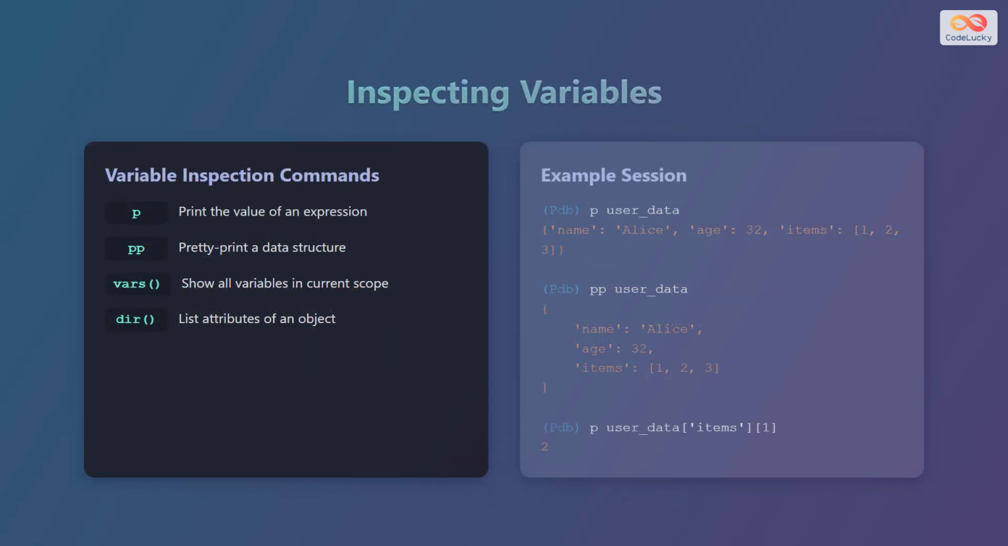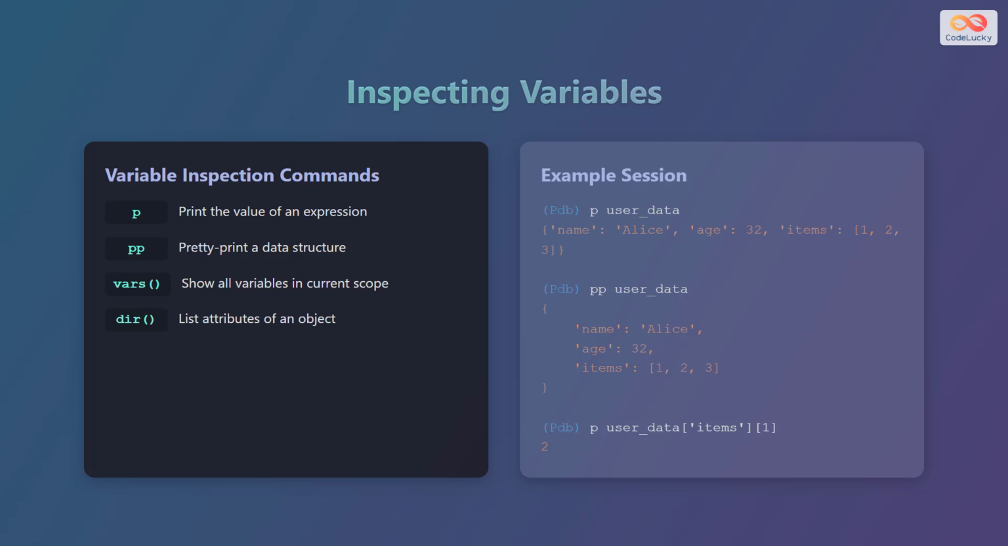Inspecting variables is a crucial part of debugging. Here are some commands that can help. p will print the value of an expression. pp will print a data structure for better readability. vars() will show all variables in the current scope, and dir() will list all the attributes of an object.